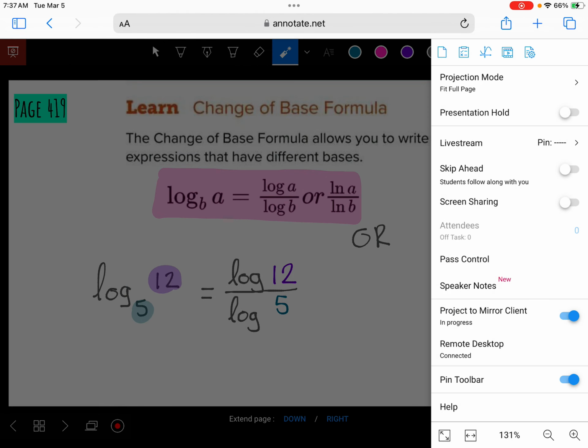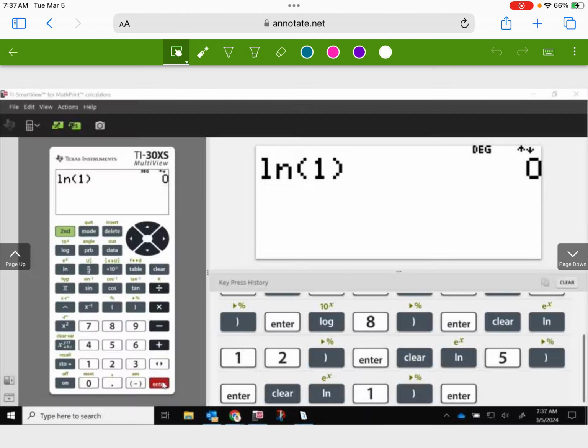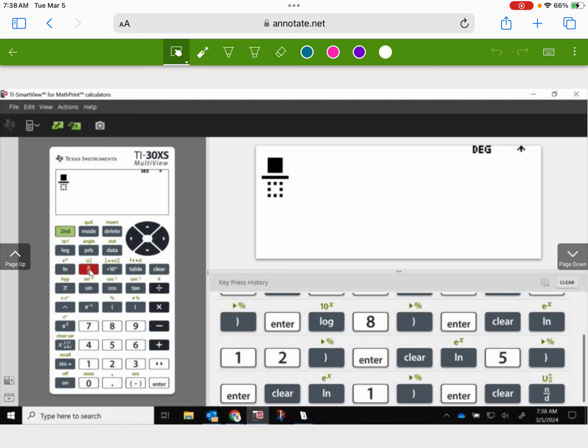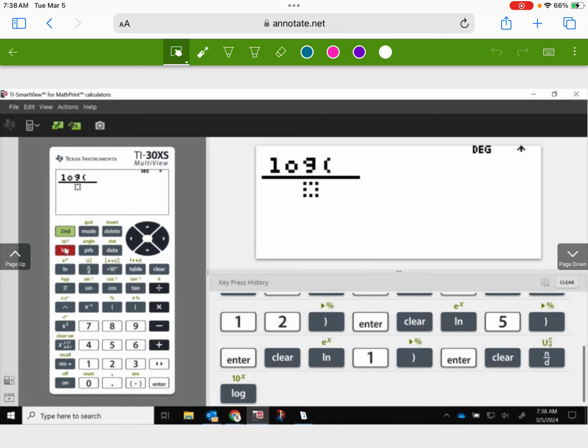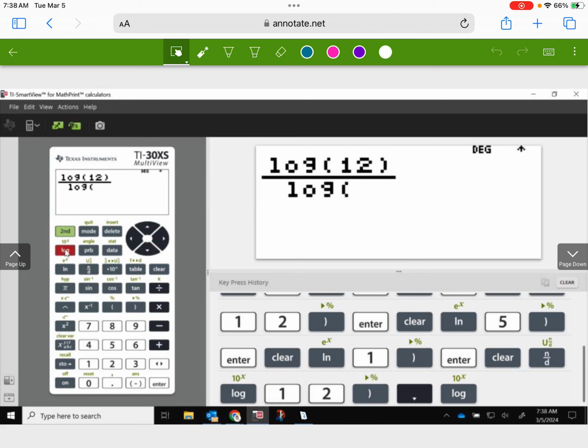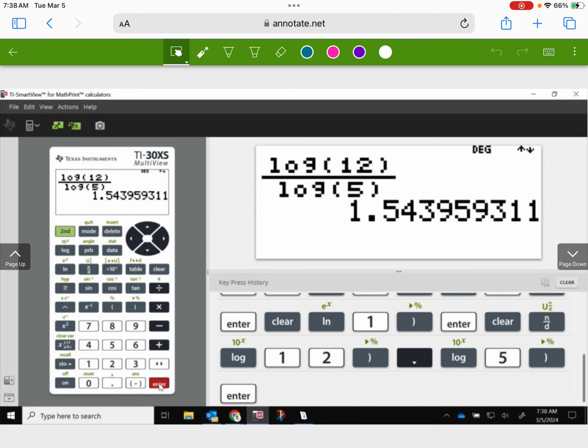So I want to evaluate log base 5 of 12. So on my calculator, I can say, okay, calculator, I have a fraction. Second column, third button down. On the top, we had log of 12. And on the bottom, we had log of 5. So I can now type in my log base 5 of 12 in this kind of weird and convoluted way and get an answer.